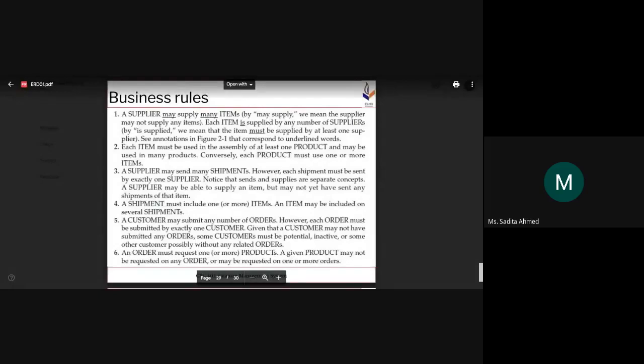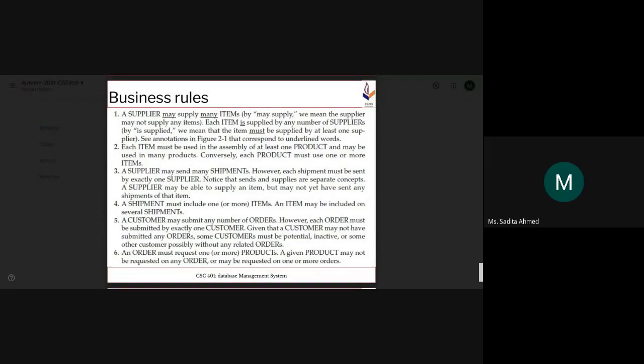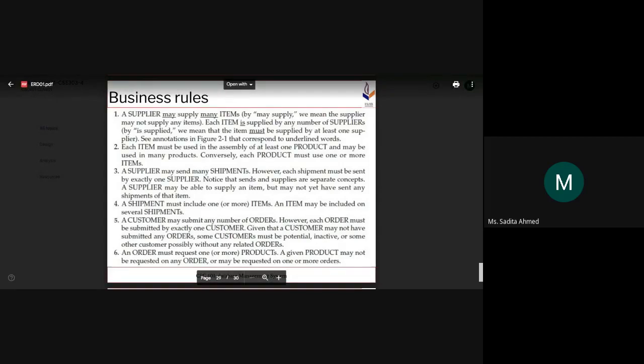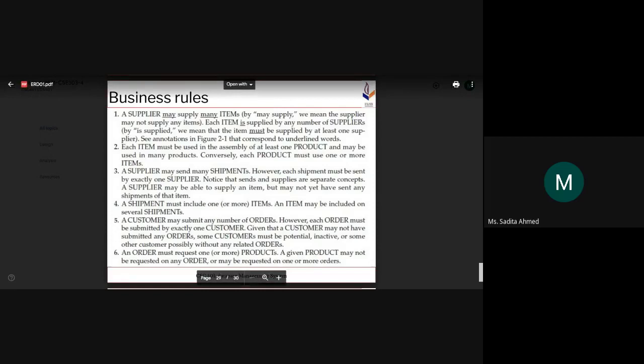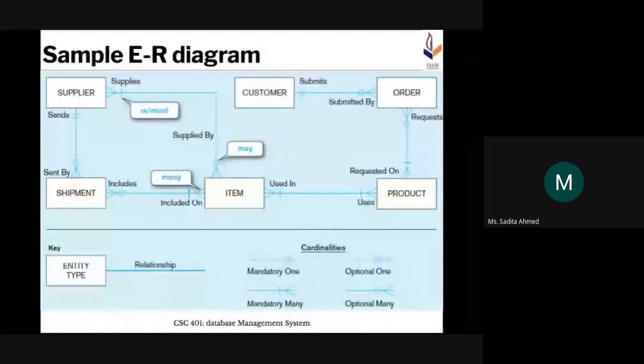Now, if you're talking about the relationship between supplier and item, how are they related with each other? How are they associated with each other? A supplier may supply many items, and each item is supplied by any number of suppliers. Basically, there is a relationship between supplier and item. How do we represent this relationship here? See here, where is supplier? Supplier is here. Where is item? Item is here. Do you see that there is a connection between supplier and item?